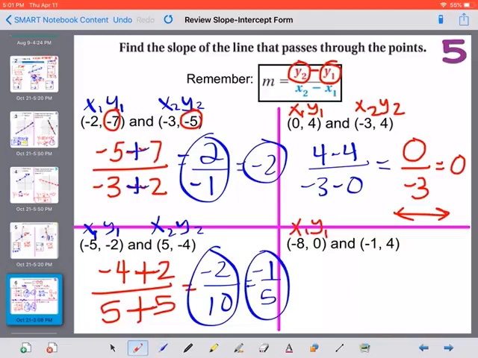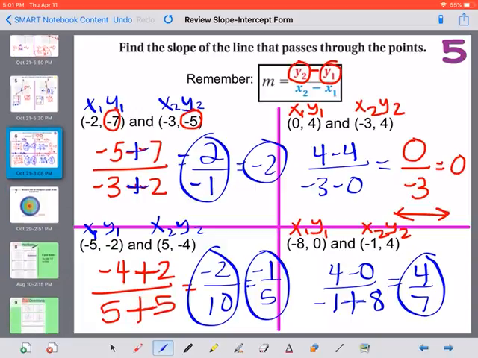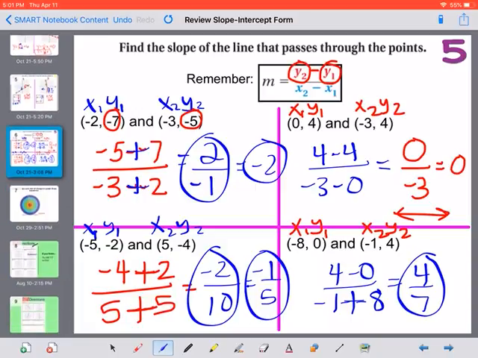Last question, first point, second point, 4 minus 0, and then -1 minus -8, making a positive. We should have gotten 4/7 if you simplify that. You will need to remember how to find slope using 2 points instead of graphing it.